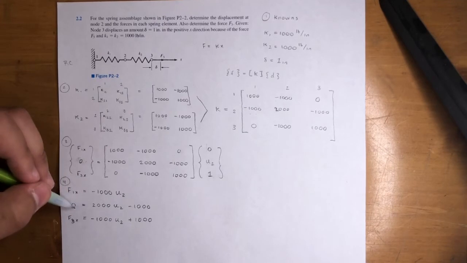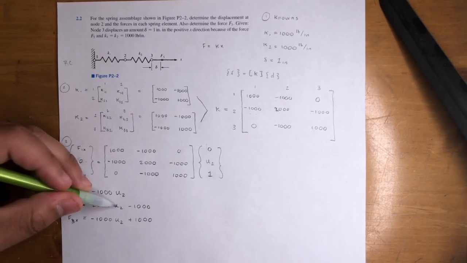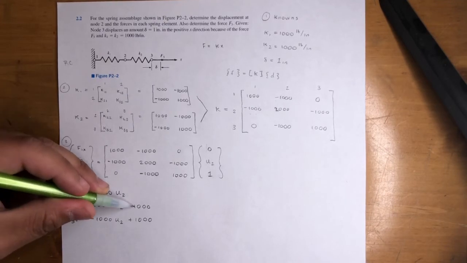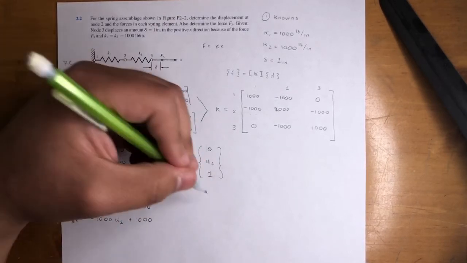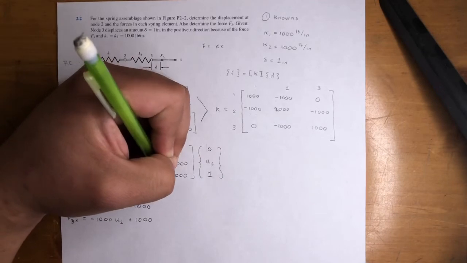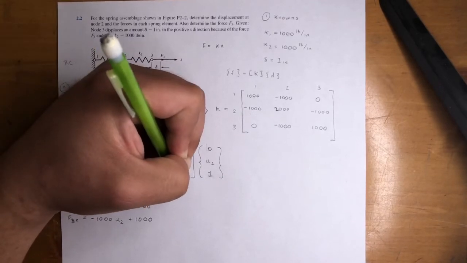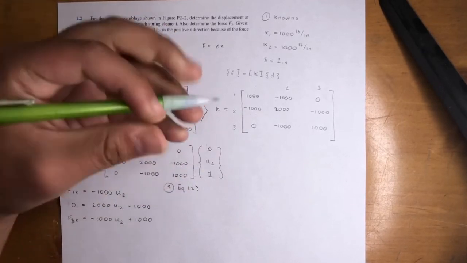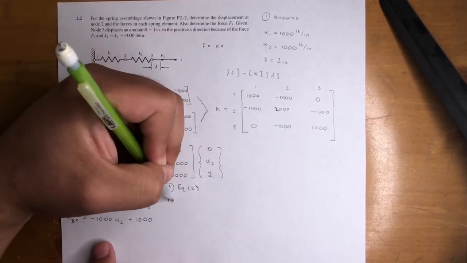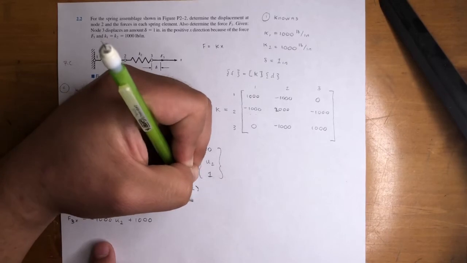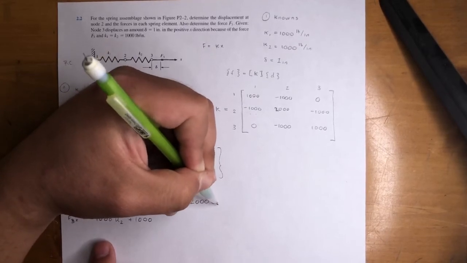I'm looking at equation 2, and we could solve for U2. Just move 1,000 this way, divide by 2,000. Let's go ahead and do that. Perfect. Let me put step 5, equation 2. So I'm gonna move 1,000 this way. So it's 1,000 equals 2,000 U2.